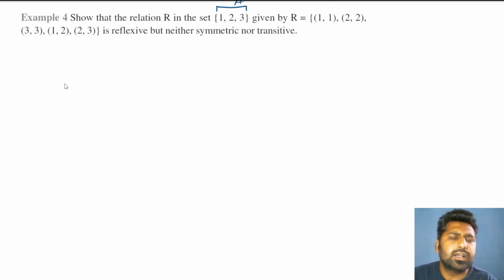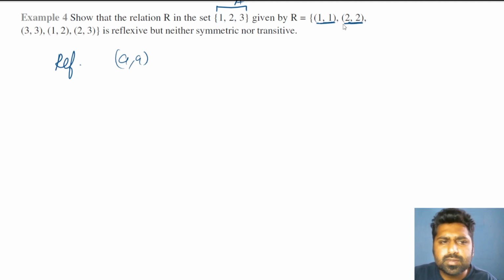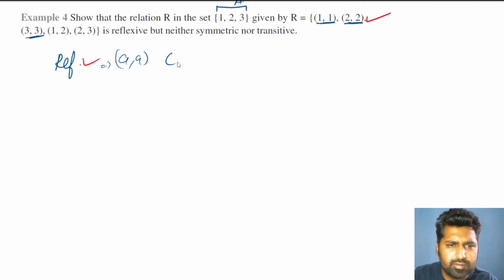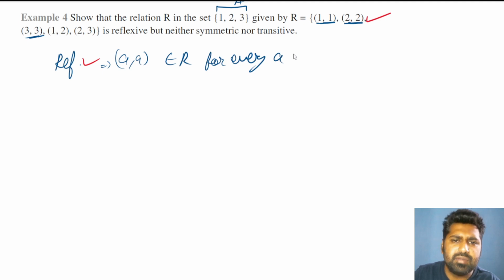Let's check for reflexive. For reflexive, what do we have to check? (A, A). What are the elements in this? 1, 2, and 3. (1,1) is present, (2,2) is present, (3,3) is present in the relation. So I'll say yes, reflexive. For reflexive, we have to check (A, A) belongs to R for every A, where A means an element here.